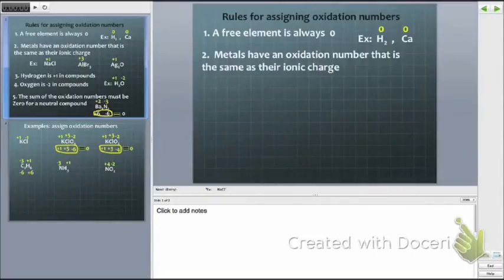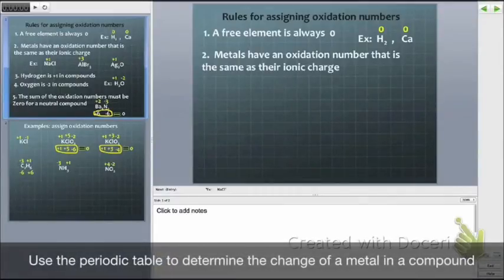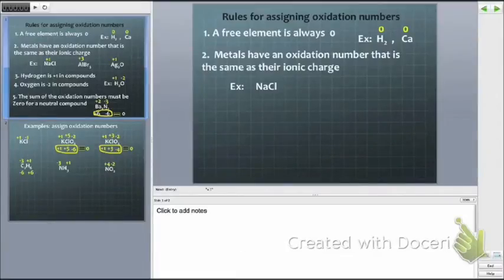Okay, awesome. All right, let's look at our next rule. Metals have an oxidation number that is the same as their ionic charge. So if I had calcium in a compound, like calcium chloride, what would calcium's oxidation number be? I would look at the periodic table and know that the charge is +2. Anytime it's in a compound, it's whatever the charge is supposed to be based on your group. So for sodium chloride, sodium is in group 1, so it is +1. Then aluminum bromide: aluminum is +3 because it's in group 13.